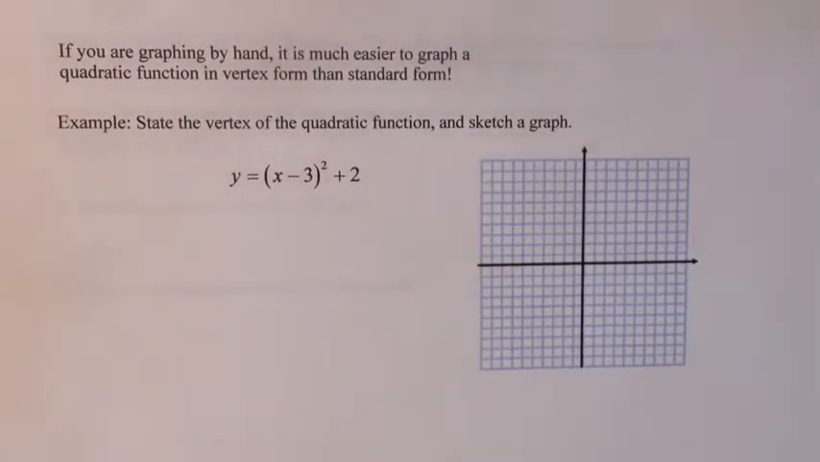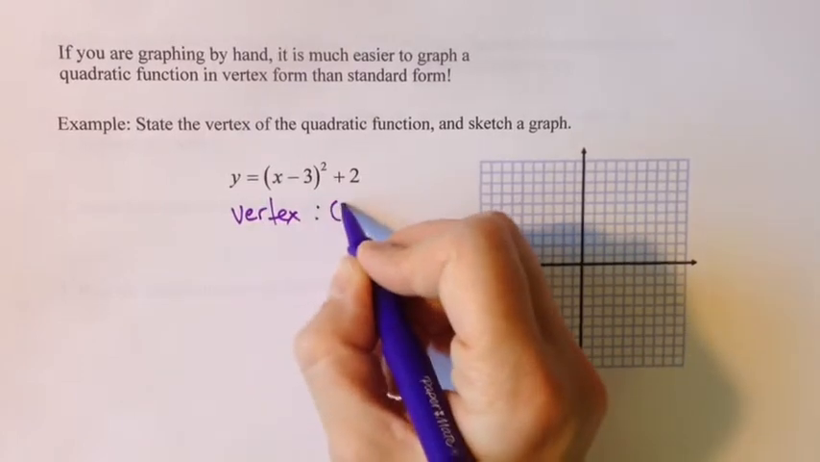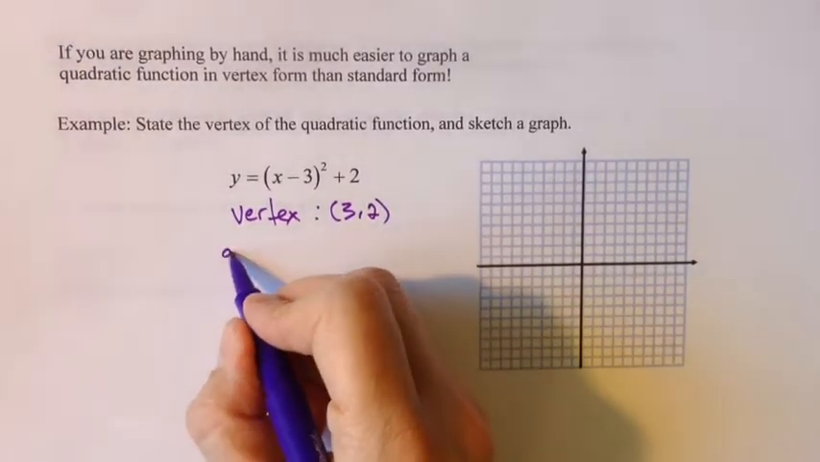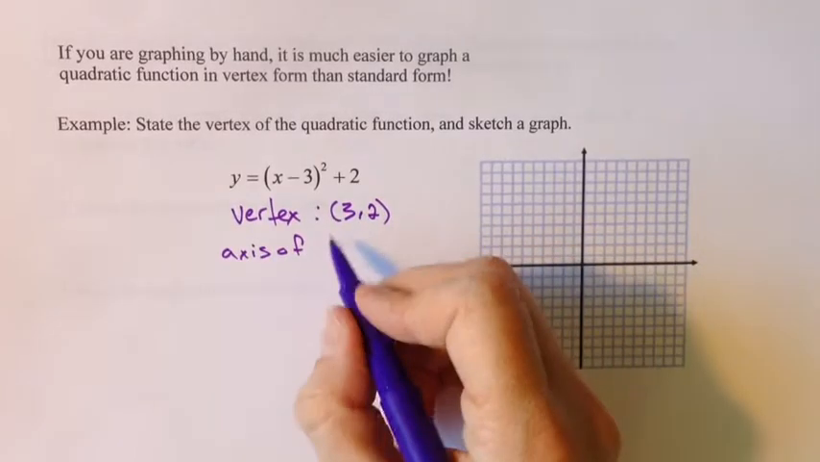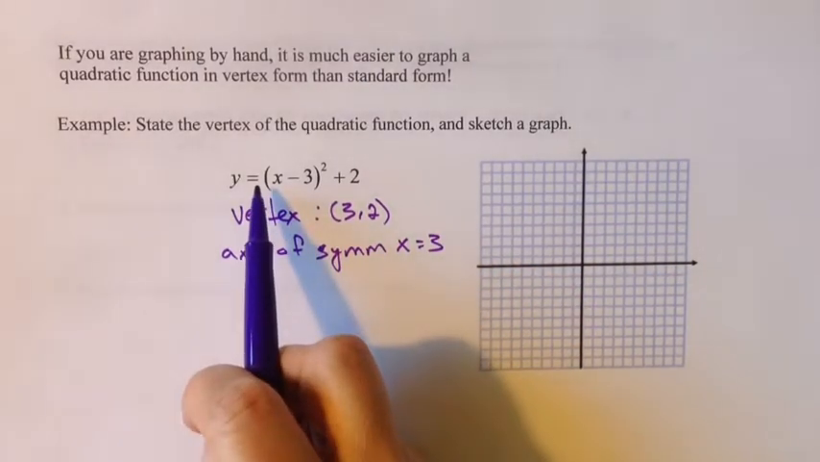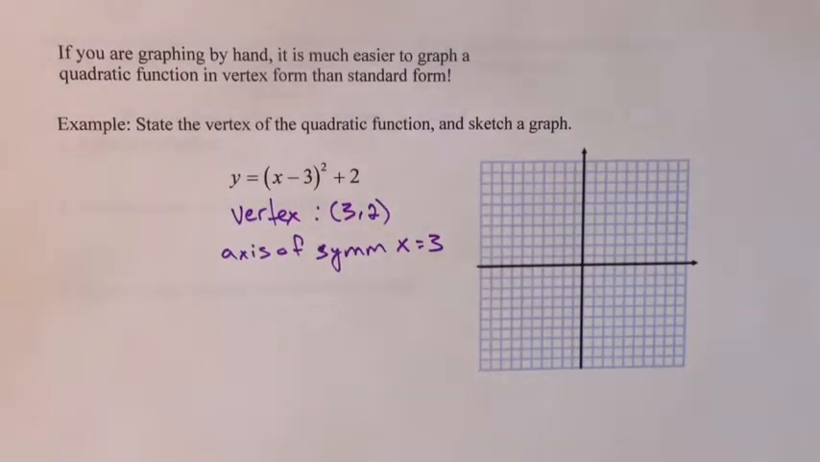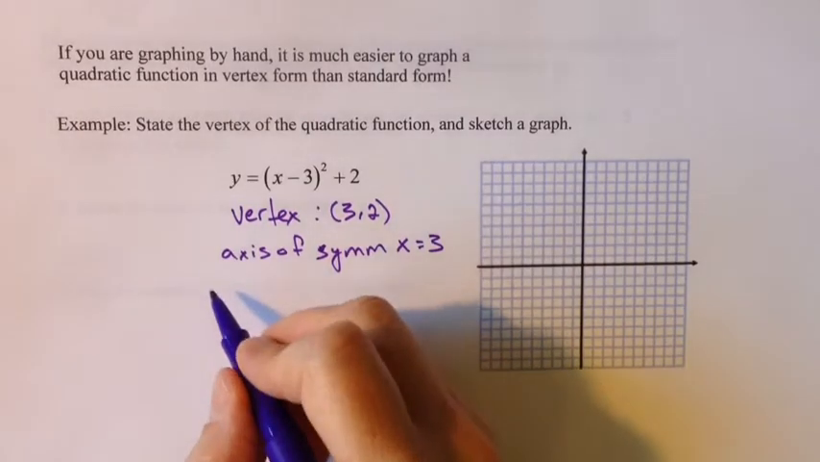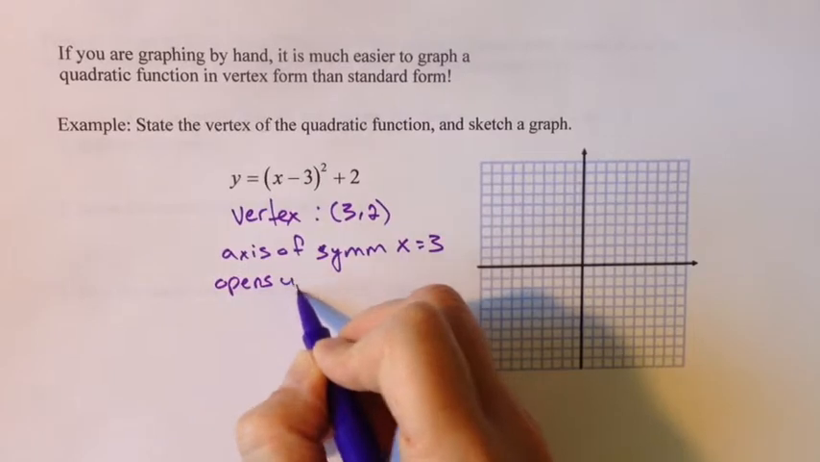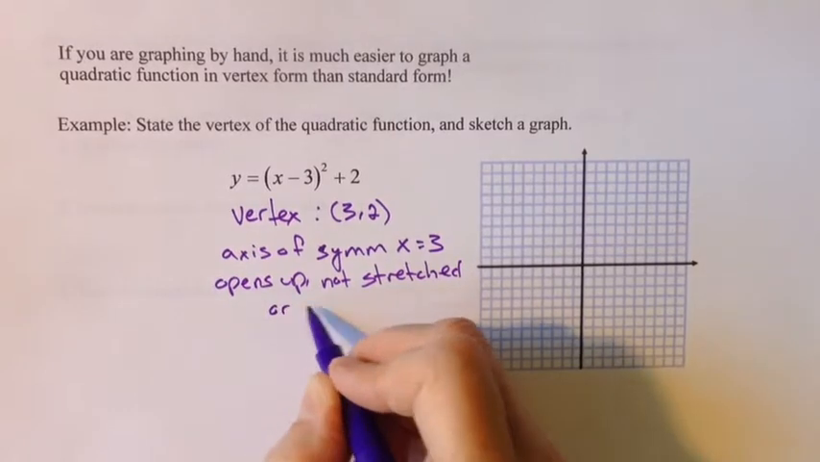The first thing that we can notice from this quadratic function in vertex form is that the vertex is (3, 2). That also tells us that the axis of symmetry happens at x equals 3. I also notice that the leading coefficient here is a 1 and it's positive. So that means that this parabola is going to open up and it has about the same shape as a regular x squared type parabola. So this opens up and it's not stretched or compressed.